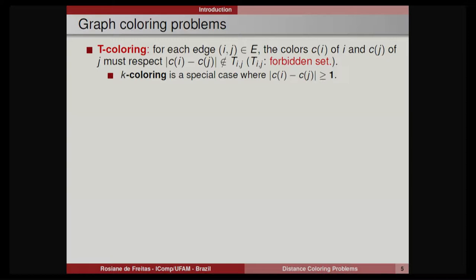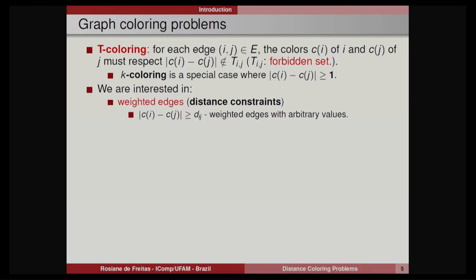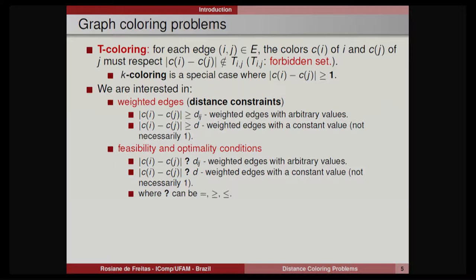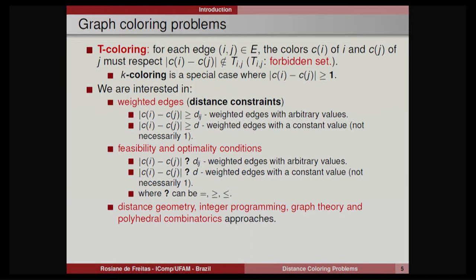In our research, we are interested in weighted edges, the distance constraints, and some conditions with arbitrary values among the edges, with uniform values, but not necessarily one, is another kind of problem. And also, in feasibility and optimality conditions, such as equality constraints, not only greater than or equal, and also less than or equal. And we have applied distance geometry theory, mathematical programming, integer programming, constraint programming, graph theory, and polyhedral combinatorics.